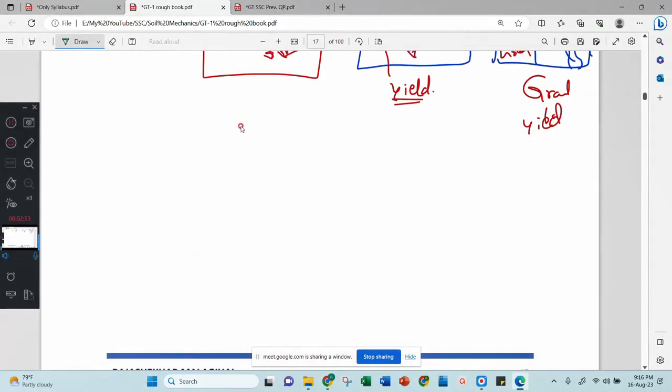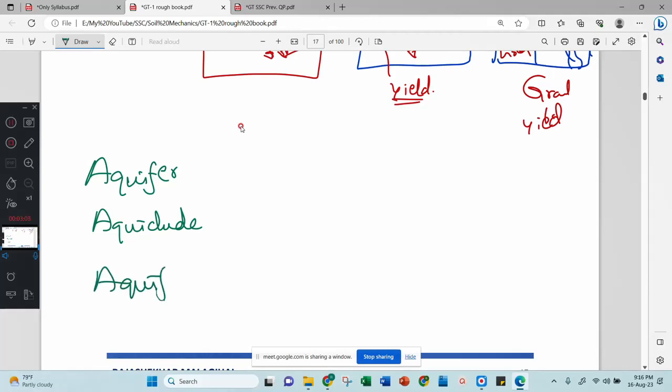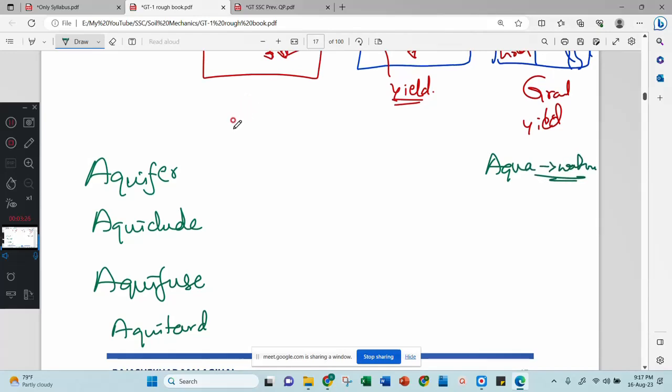The first one is aquifer. The second one is aquiclude. The third one is aquifuse. And the last one is aquitard. Aqua means what? Aqua means water. Okay?